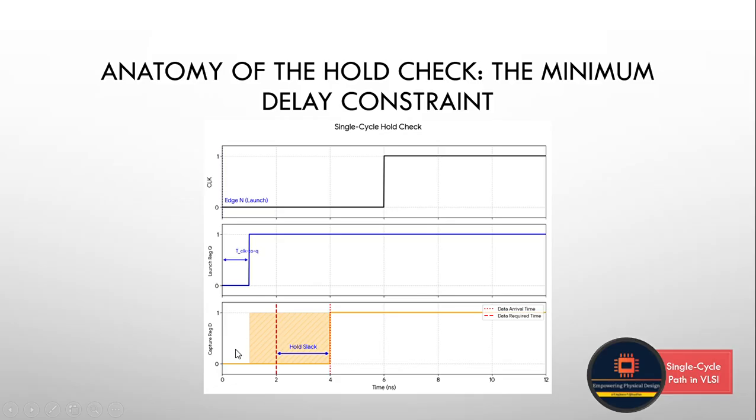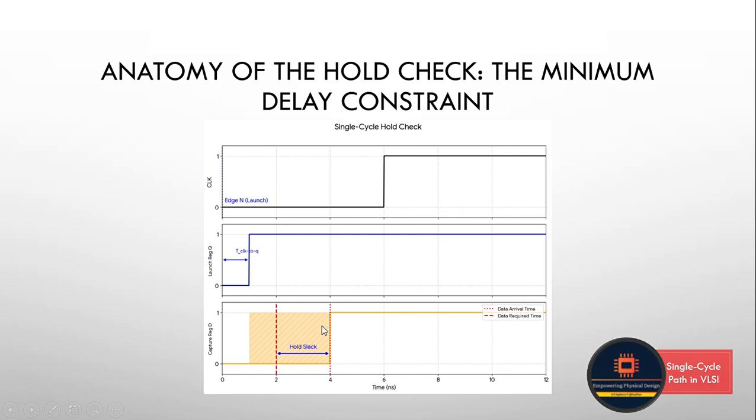Now in this, what is happening, this is the first path. This is the fast path. In the first path, the data changes quickly at 4 nanoseconds. See, the data is changing at 4 nanoseconds. Here there is a change from 0 to 4. At 4 it is changing.